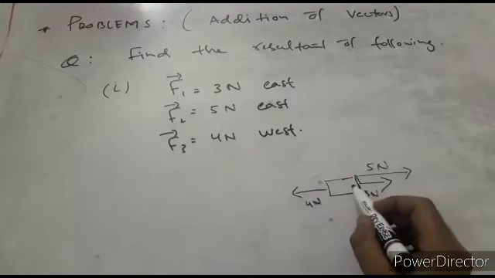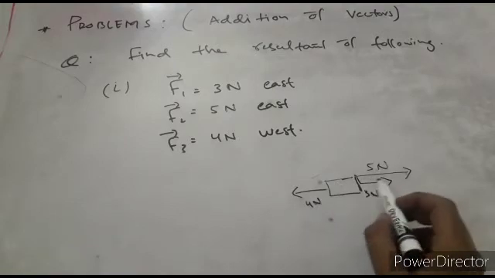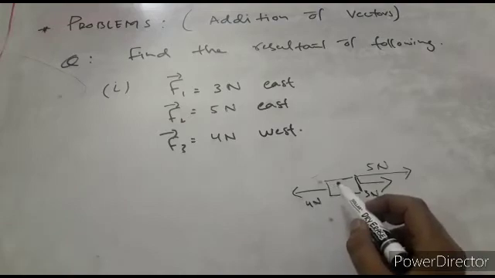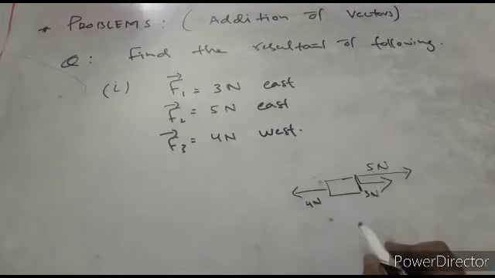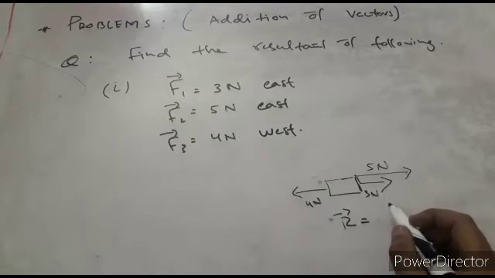So it means this is the case of parallel vectors because they are parallel. These vectors are parallel to each other. So we apply the method of vector addition when the vectors are parallel. What we do for the resultant is we just simply add the vectors or subtract them.